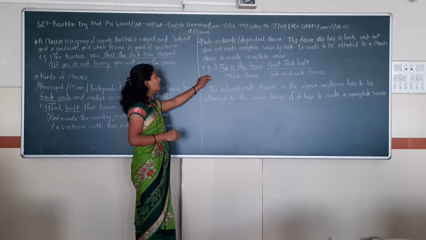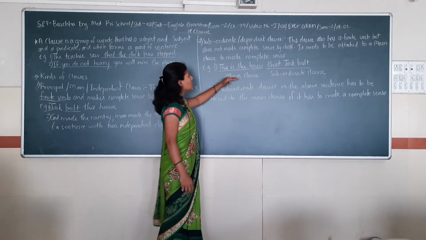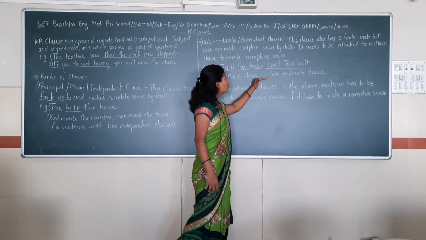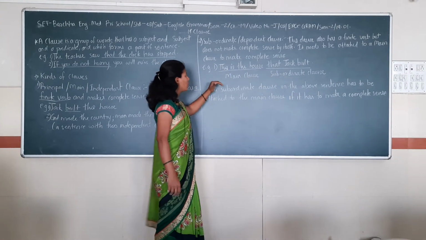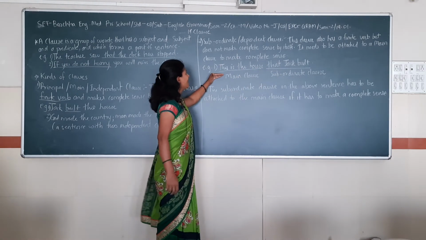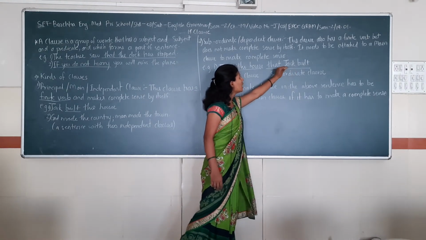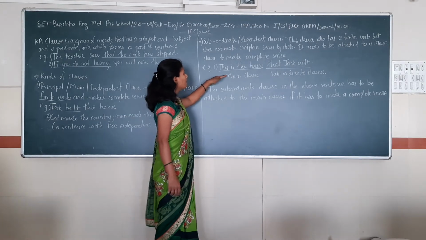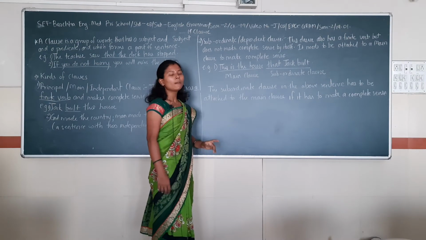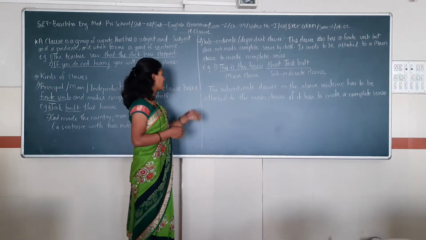So see the example: This is the house that Jack built. Here, this is the house is the main clause, and the subordinate clause is what? That Jack built, because this part is depending on the main sentence. This is the subordinate clause, which is depending on the main clause. So first of all you should find out what the main clause is. After that you will easily find out what the subordinate clause is.